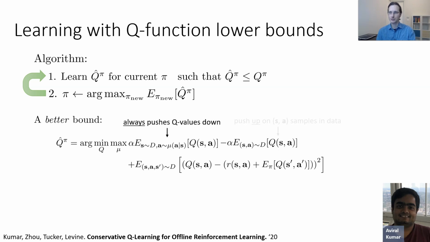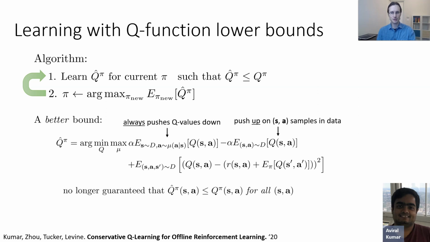But if you also maximize the Q value under the data, if you push up on the samples from the data set, this has the interesting property that if your mu is equal to the data distribution, then the regularizer has no effect. But as the high values deviate from the data, you'll push them down more and more. This will cause you to underestimate a lot less.